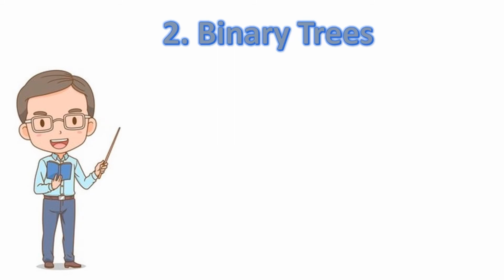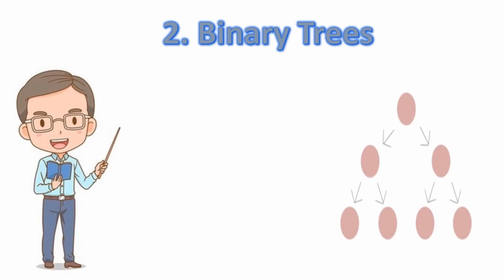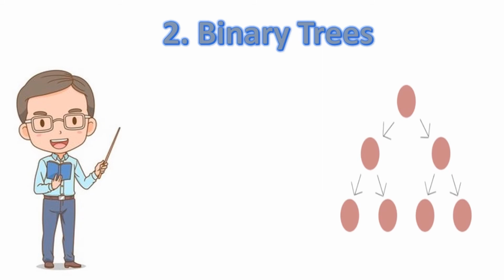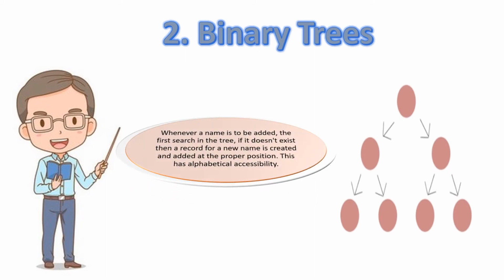Next. 2. Binary trees. It is an efficient approach for symbol table organization. We have to add 2 links, left and right, in each record in the search tree. Whenever a name is to be added, first we search in the tree. If it doesn't exist, then a record for the new name is created and added at the proper position. This has alphabetical accessibility.